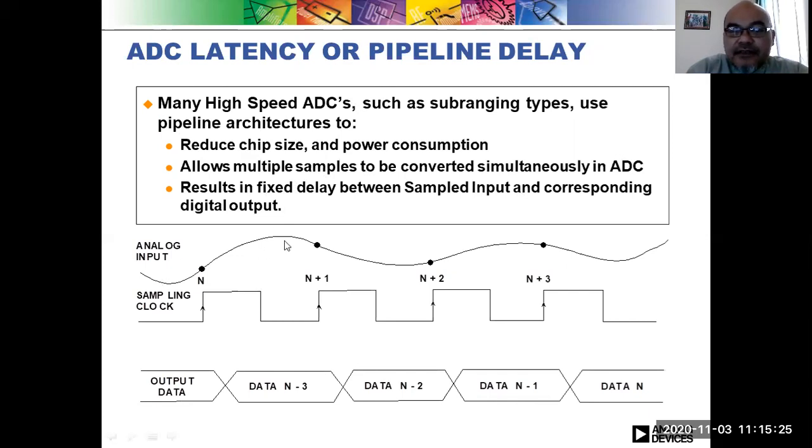So this is an example. This is, for example, the analog input. Then you have here the sampling clock. Then the data N will only be obtained after 3 clocks have passed. So here, when it is clock N, the data still displays the N-3 clock data before it. So this is what we call latency, or delay, pipeline delay.